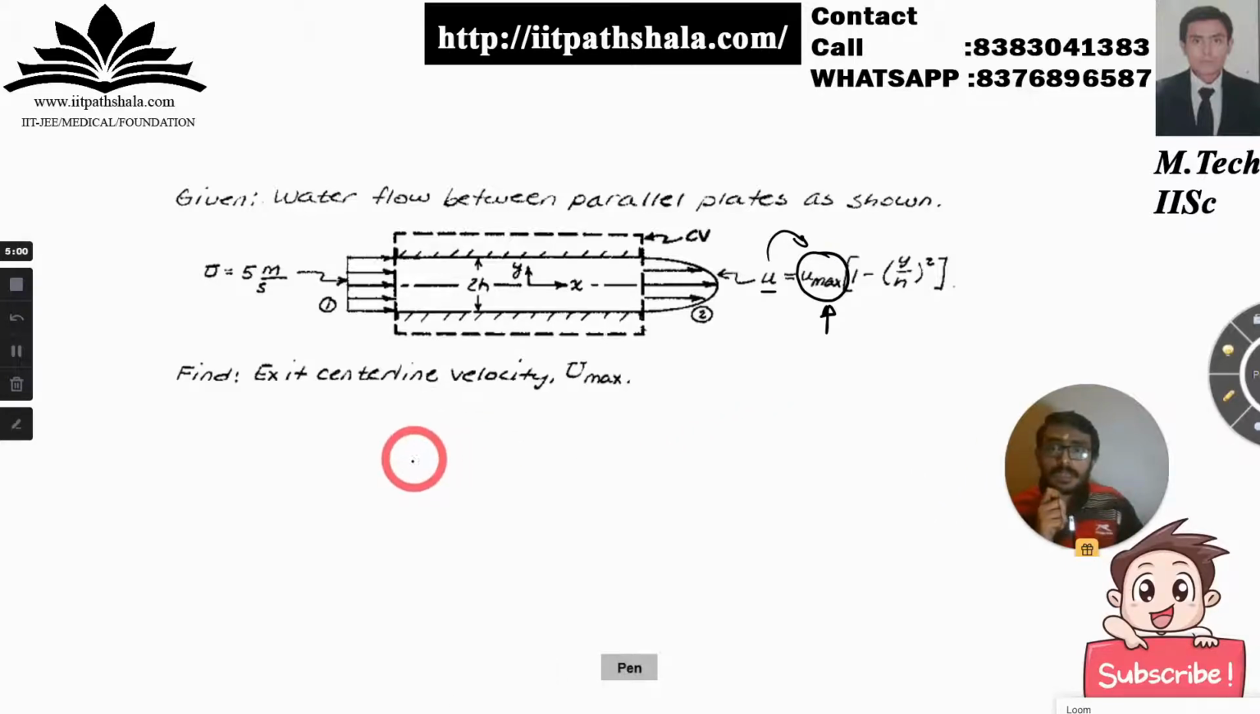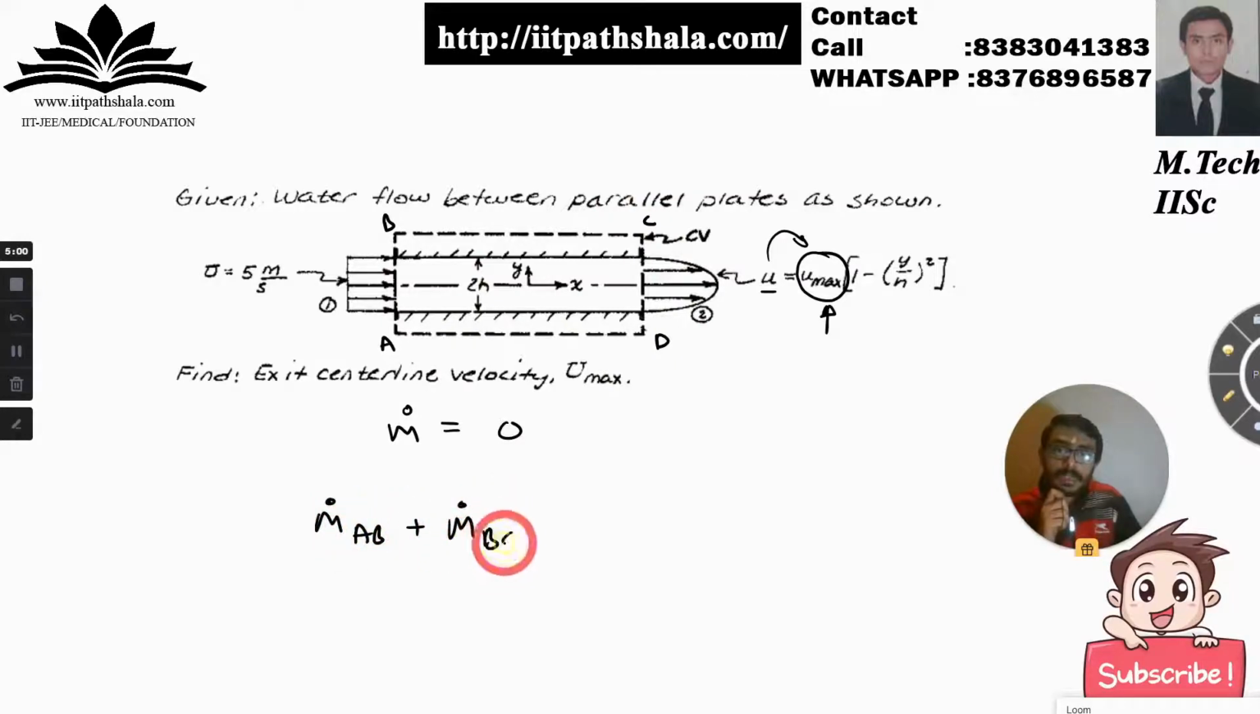So what we can do over here is write the conservation of mass equation. According to the conservation of mass, we know that the rate of mass flow across any control volume should be equal to 0. So I'm considering ABCD as my control volume. I can write it as follows: mass flow rate across AB plus mass flow rate across BC plus mass flow rate across CD plus mass flow rate across AD should be equal to 0. As you can see, BC and AD are solid boundaries, so mass flow rate will be 0 across them. We are left with AB and CD.